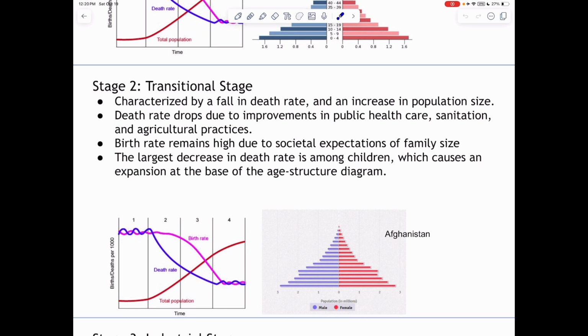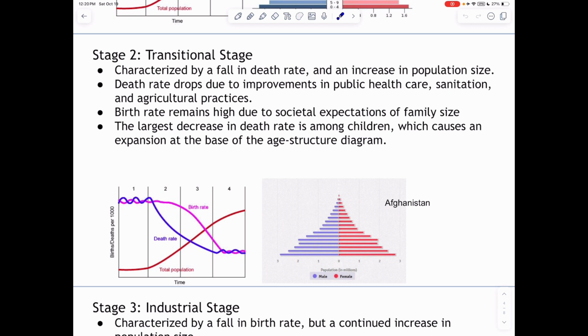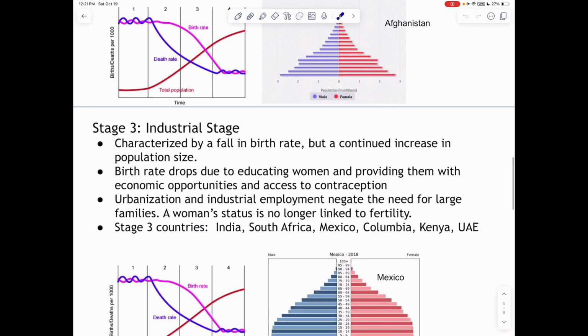But the biggest thing here is that we have a decrease in death rate among children. And this causes this expansion at the base of our age structure diagram. So as I mentioned, this used to be more of like a Christmas tree, but now this area, we're having fewer children die off when they get to reproductive age. And therefore, if these 2 bars stay larger, that's going to move up the chain, creating a population growth.